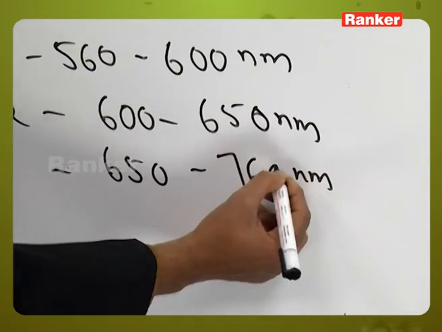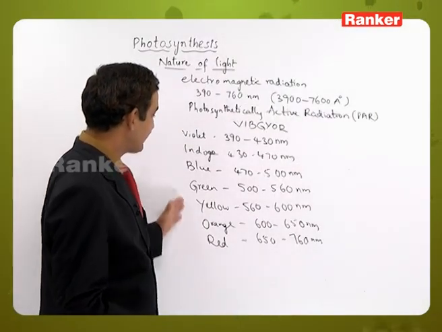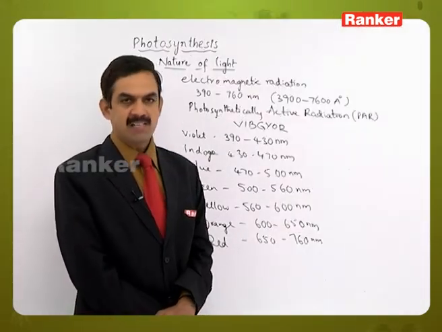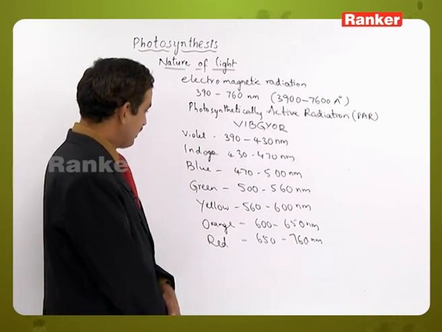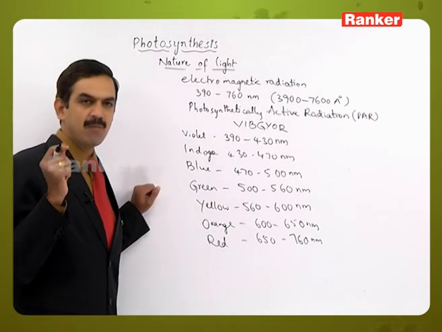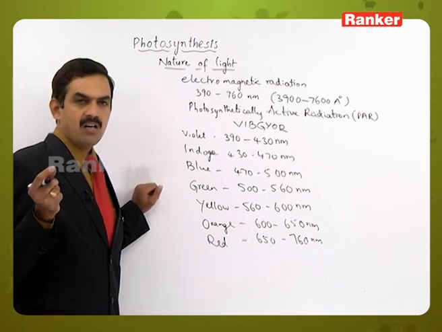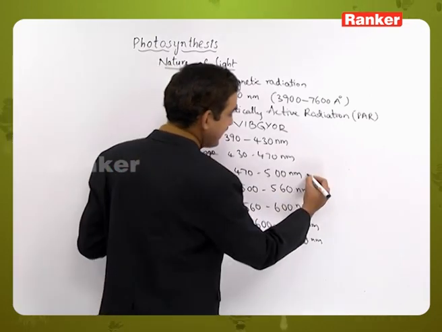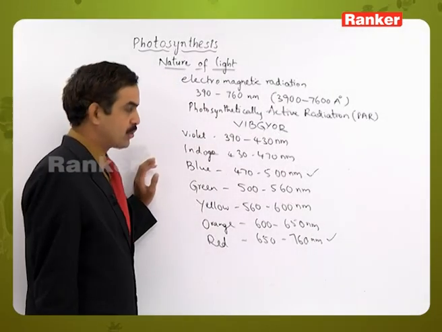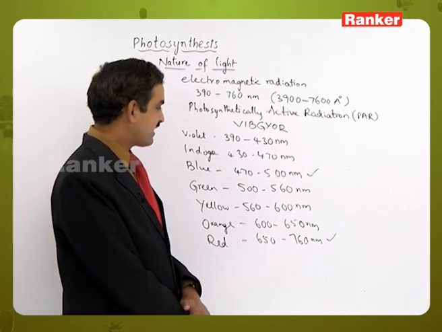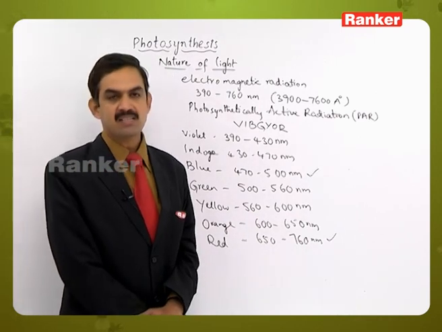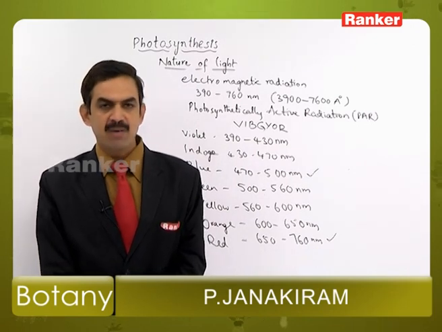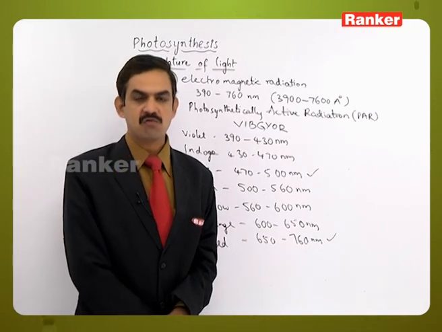760 nanometers. So the visible radiation VIBGYOR is divided into different wavelengths of light which will be received by the plants. Out of this, the photosynthetic pigments have the ability to absorb light at different wavelengths, but the maximum absorption is in the blue and the red lights. That is, between 470 to 500 nanometers and between 650 to 760 nanometers, the maximum absorption of photosynthetic radiation is done by the plants, where the rate of photosynthesis will be high.